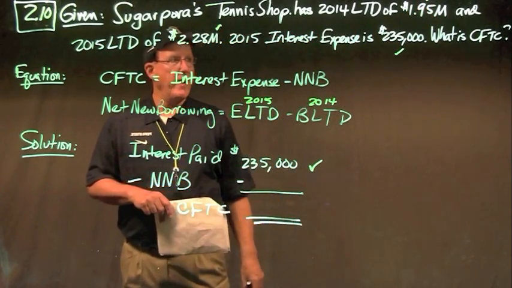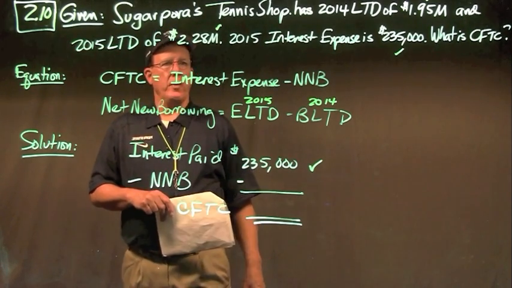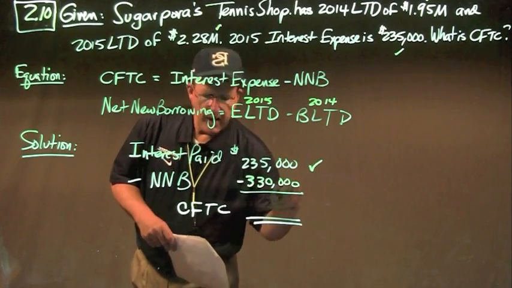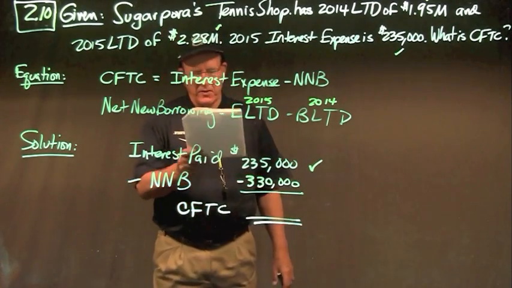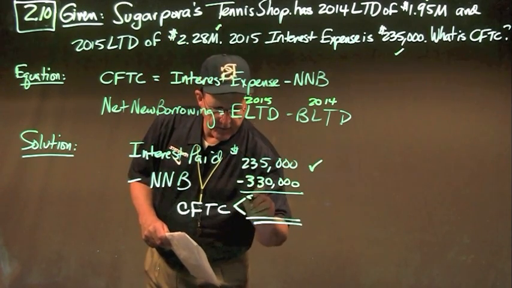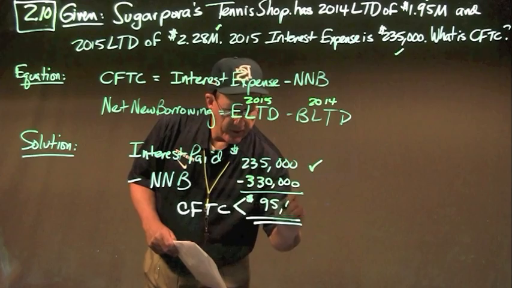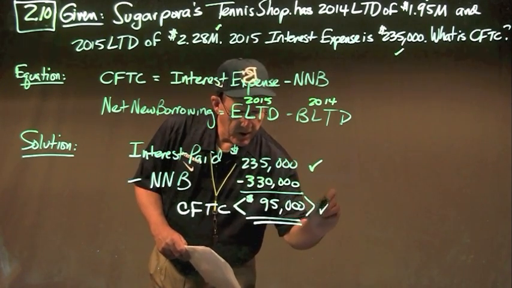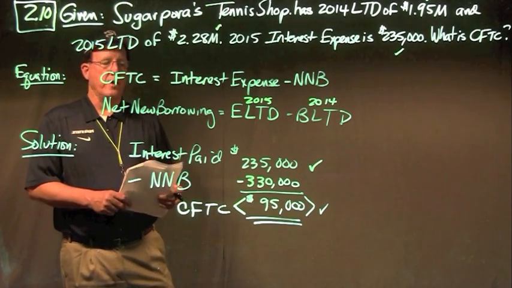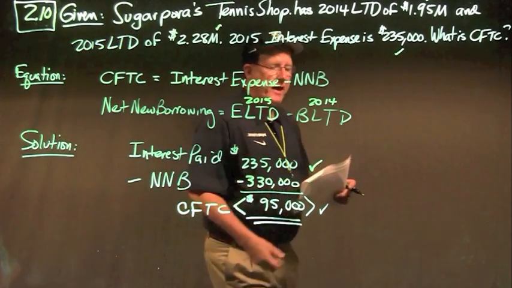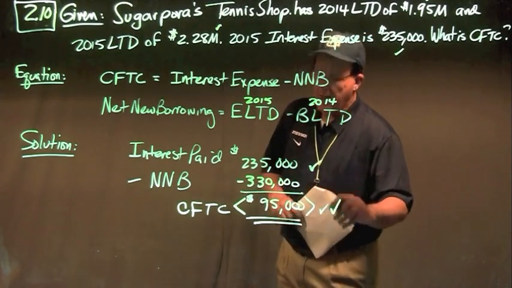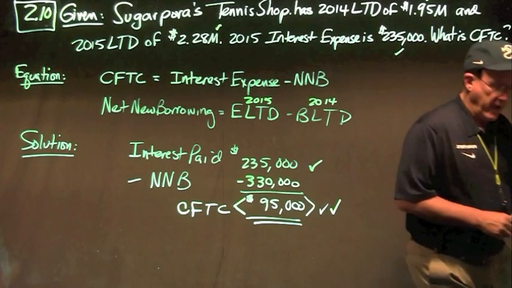2014 of 1.95 million. And that gives me 0.33 million or $330,000. Subtract net new borrowing from interest expense paid, and I get a cash flow to creditors of negative $95,000. And yes, it is possible to have negative cash flow to creditors. There are your answers to problem number 10. Again, save these because we're going to use these in problem number 12. So remember this number, cash flow to creditors of negative $95,000.